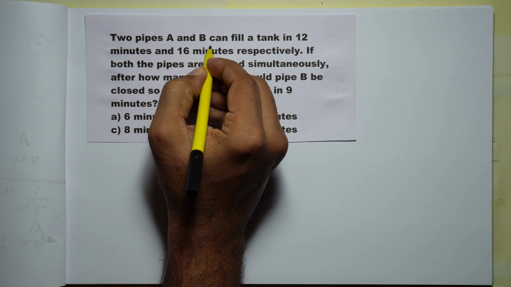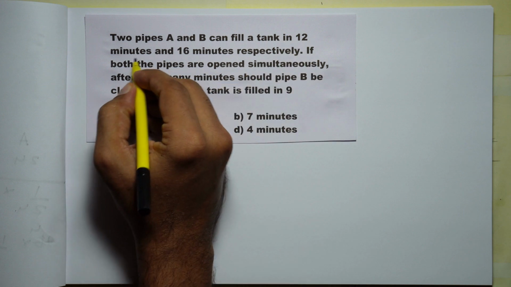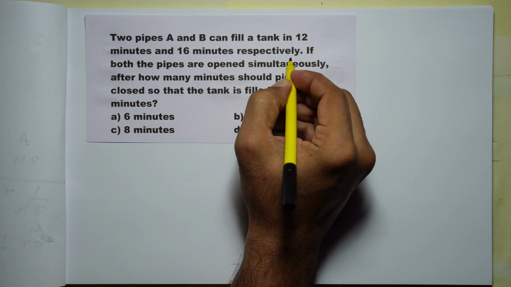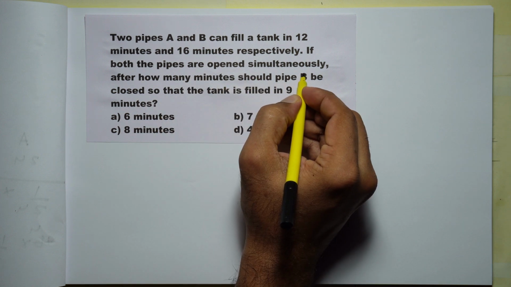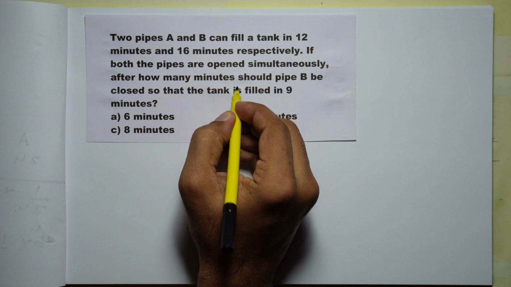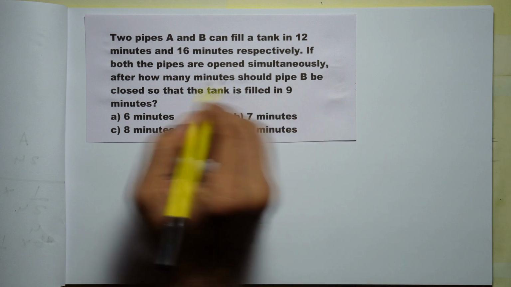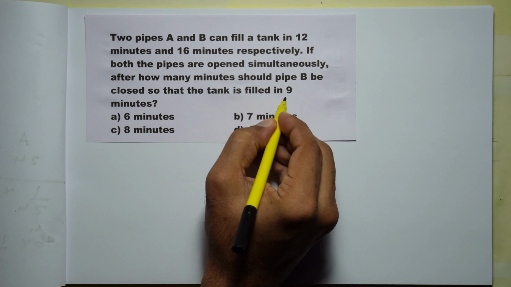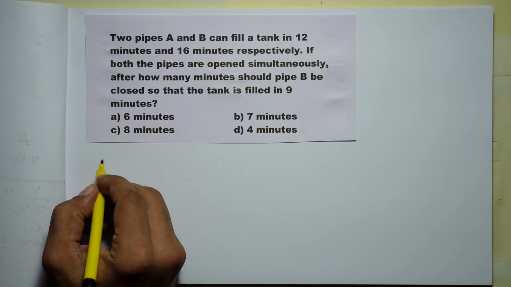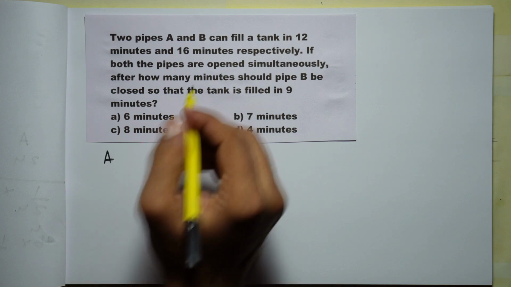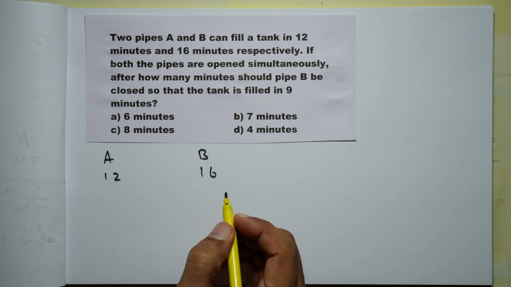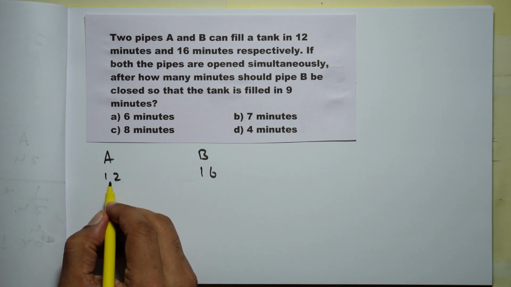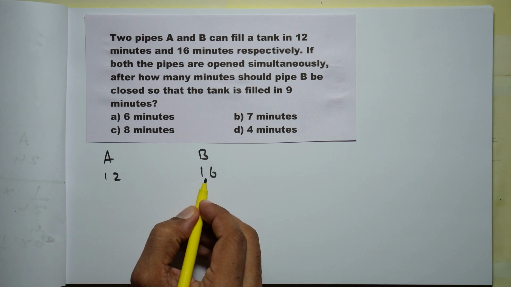Two pipes A and B can fill a tank in 12 minutes and 16 minutes respectively. If both the pipes are opened simultaneously, after how many minutes should pipe B be closed so that the tank is filled in 9 minutes? So you have two pipes A and B. A can fill it in 12 minutes and B can fill it in 16 minutes, and both the pipes are switched on simultaneously.